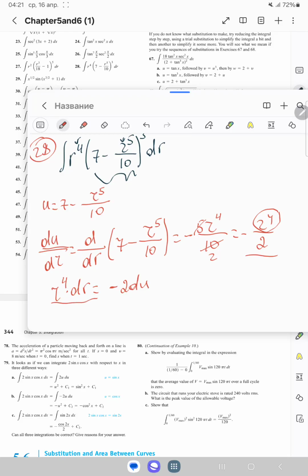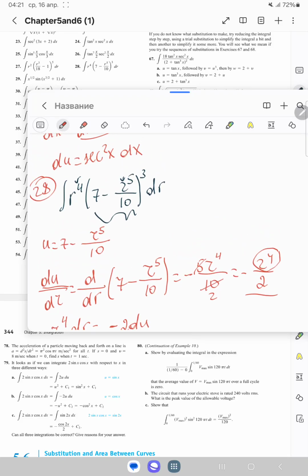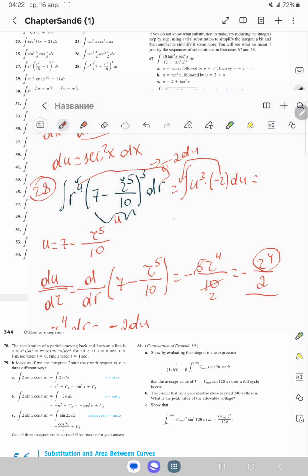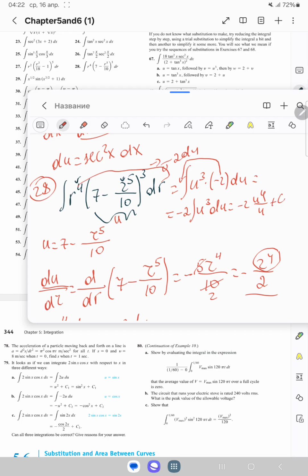So instead of r to the 4 times dr, I will write minus 2 du, and instead of this we'll write u. u cubed times minus 2 du. I will put minus 2 here because why not? Minus 2 integral of u to the power of 3 du becomes minus 2 u to the power of 4 over 4 plus c.